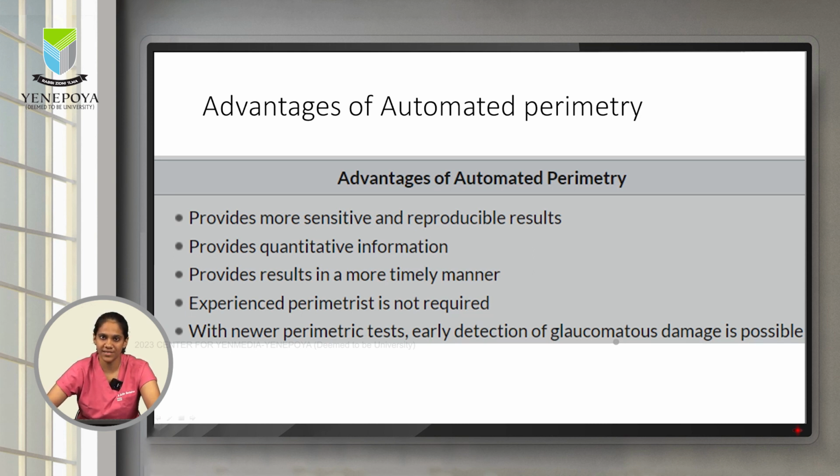So, there is manual static perimetry and automated perimetry. Automated perimetry is more sensitive and the results are more reproducible. It gives quantitative information and more timing is better. You do not need an experienced perimetrist for this, and with newer perimetric tests, early detection of glaucomatous changes is also possible.